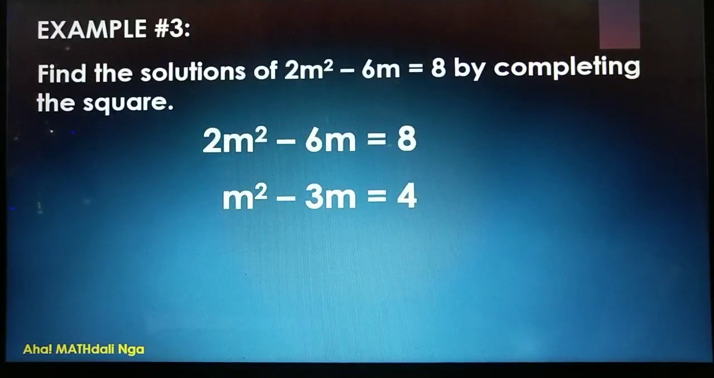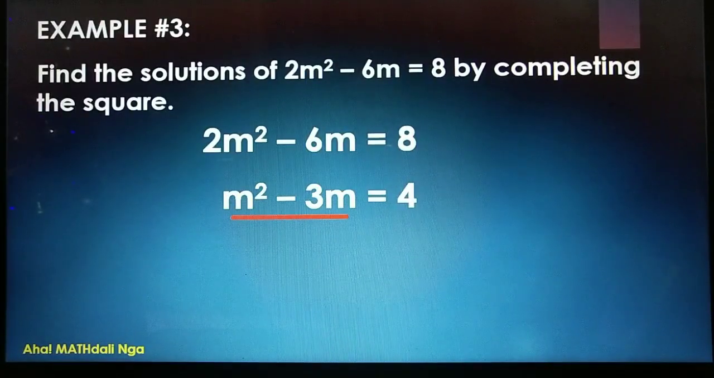So we have 2m squared divided by 2 is equal to m squared. Negative 6m divided by 2 is equal to negative 3m equals 8 divided by 2 is equal to 4. Again, this is taken after dividing the whole original equation by positive 2, our leading coefficient. So let's continue.